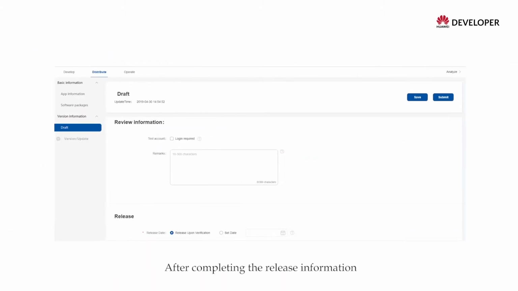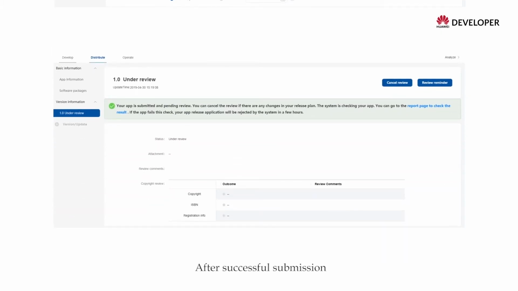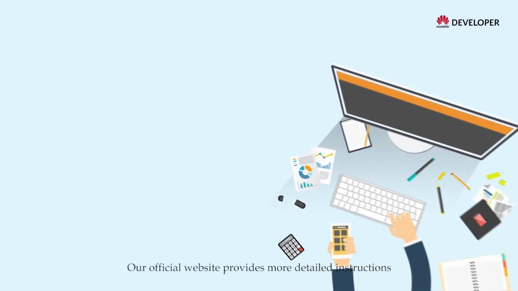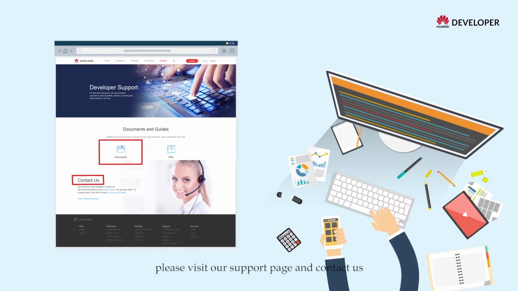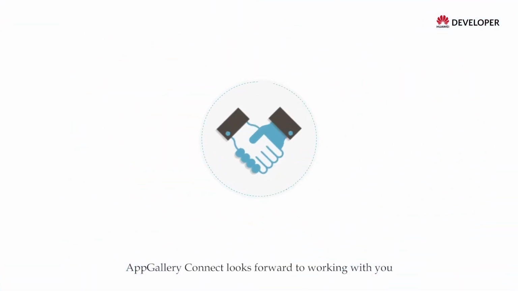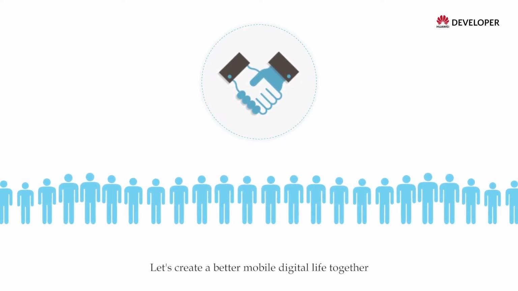Step 10. After completing the release information, click Submit. Step 11. After successful submission, the app status will be updated as under review. Our official website provides more detailed instructions. If you need our support, please visit our support page and contact us. App Gallery Connect looks forward to working with you. Let's create a better mobile digital life together.